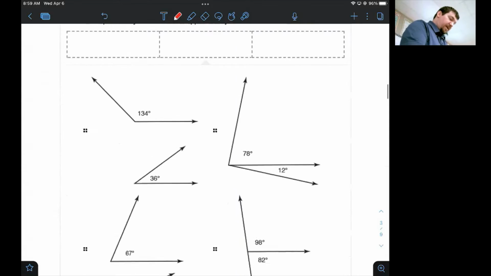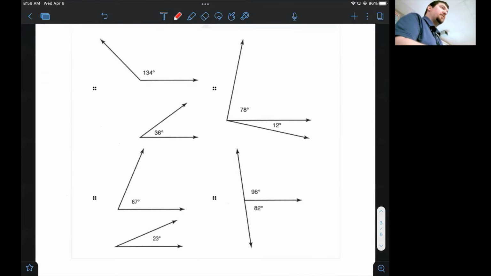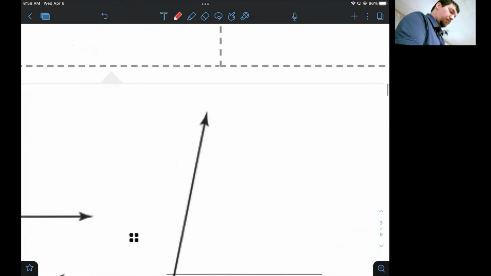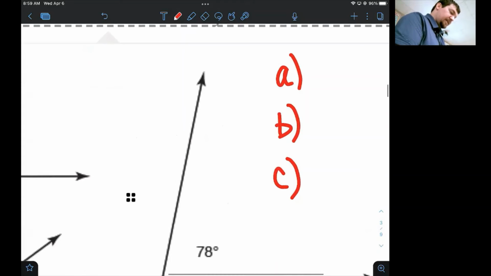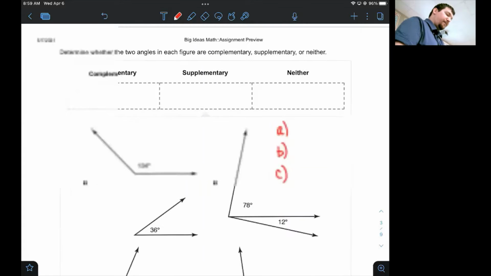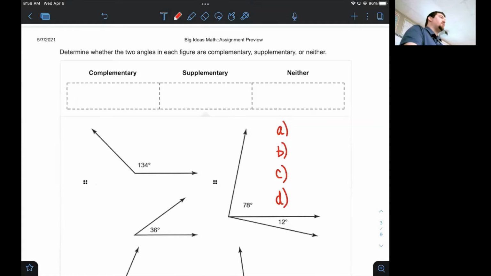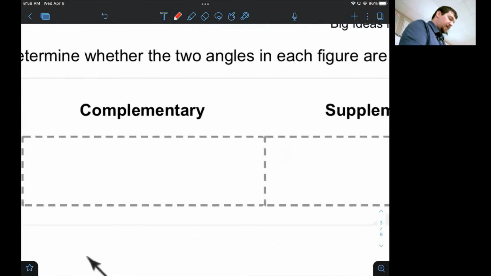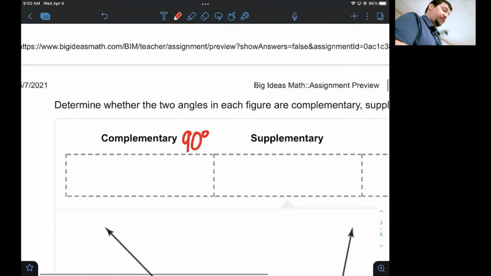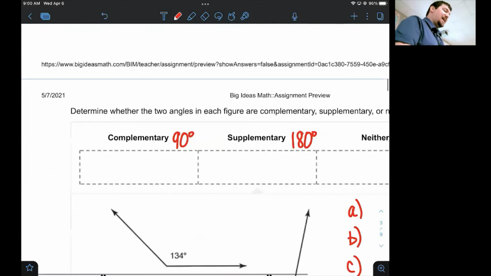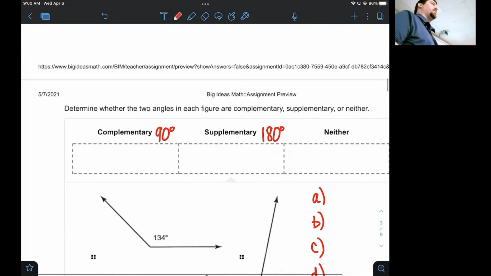For number 3, we have 4 pairs of angles. So what we'll do is write A, B, C, and D, and then for each we're going to write either complementary, supplementary, or neither. Now, Jude reminded us that complementary angles add to 90 degrees, and we all collectively said that supplementary angles add to 180 degrees. So if I get something else, that's when I would say neither. Anything other than those 2.